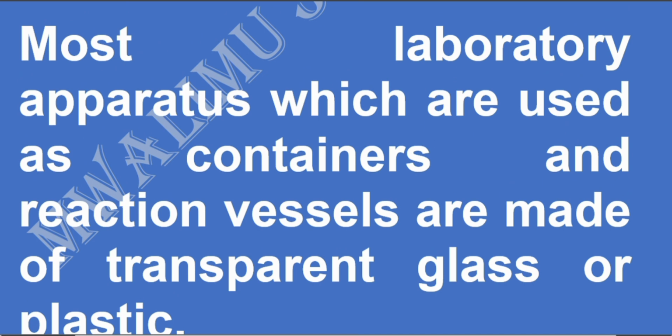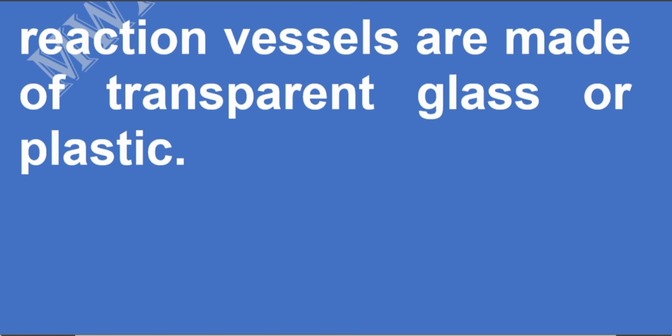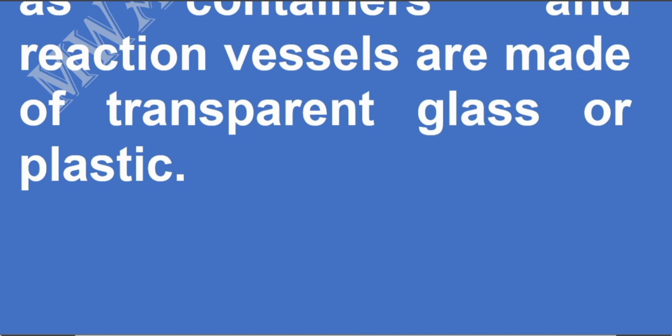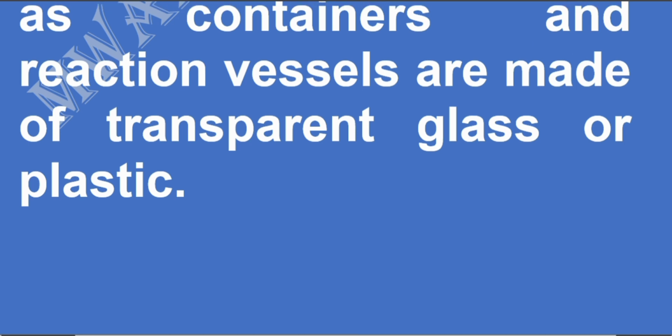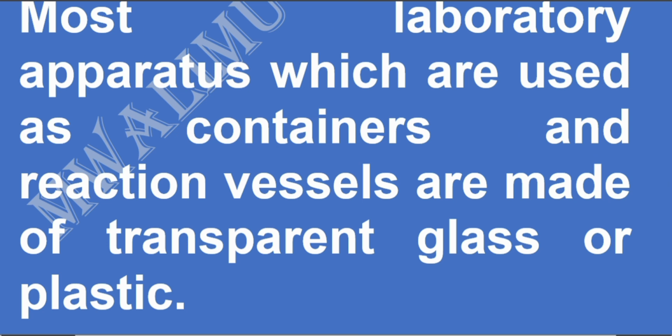So reason number one why they are made of plastic or glass is, first, for visibility. Remember, we can see through a glass. So, for easy visibility. Then number two is that most glass does not react with most of the chemicals. So most laboratory apparatus which are used as containers and reaction vessels are of transparent glass or plastic.